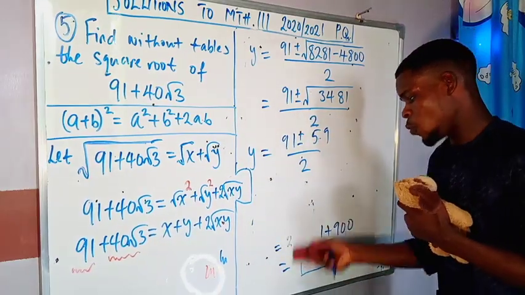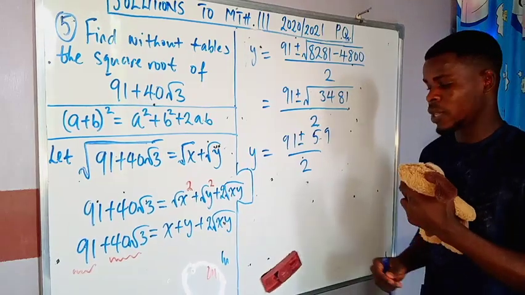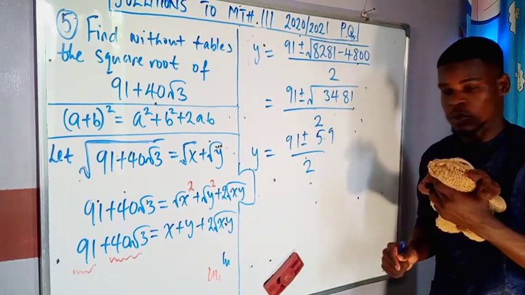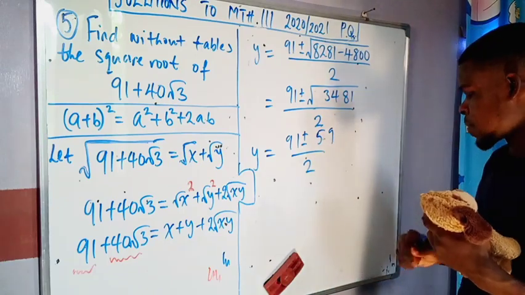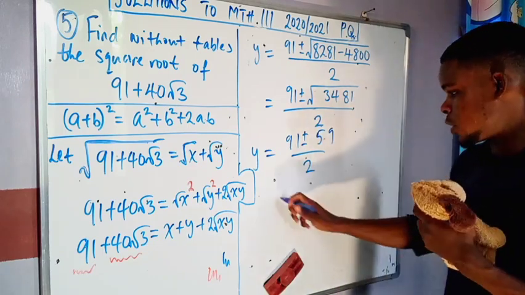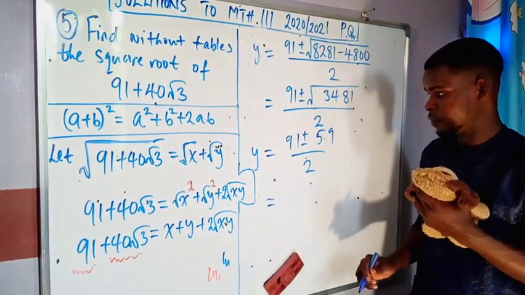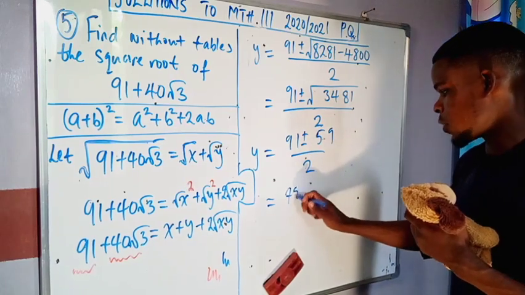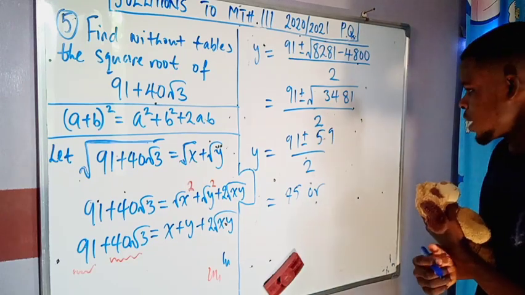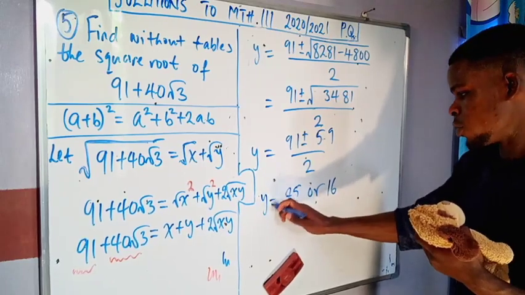Okay, so we are almost there. We've gotten the 2 values of y. So here we have y to be 91 plus or minus 59 over 2, right? So we just have to take 91 plus 59, then we take 91 minus 59. 91 plus 59 is just 150. We divide that by 2, we're going to have 75. Or 91 minus 59, we subtract, that will be 32. 32 divided by 2 will be 16. So in fact, those are the 2 possible values of y.